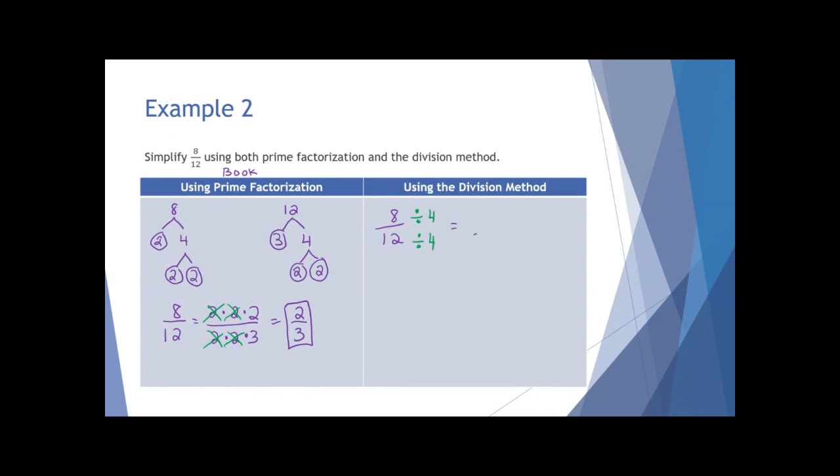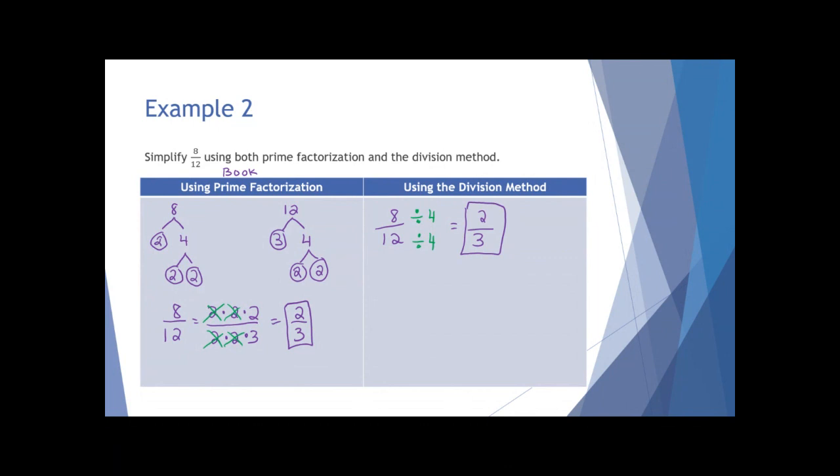Yeah, 12 divided by 4 gives 3 in the denominator, and then 8 divided by 4 gives 2. And you get the same answer. I think I like them better. That's why I show both methods, because the book shows you the prime factorization. But if you know your division, the division method is faster.